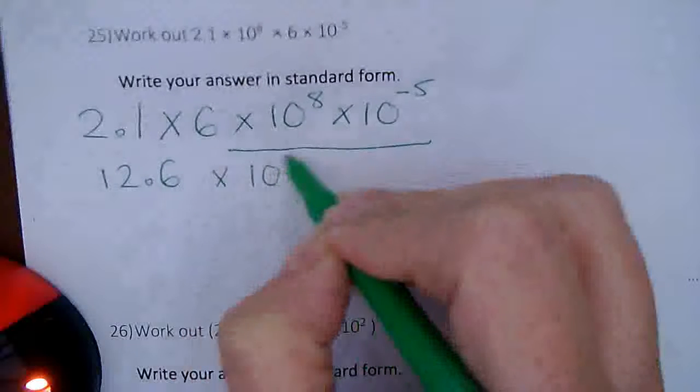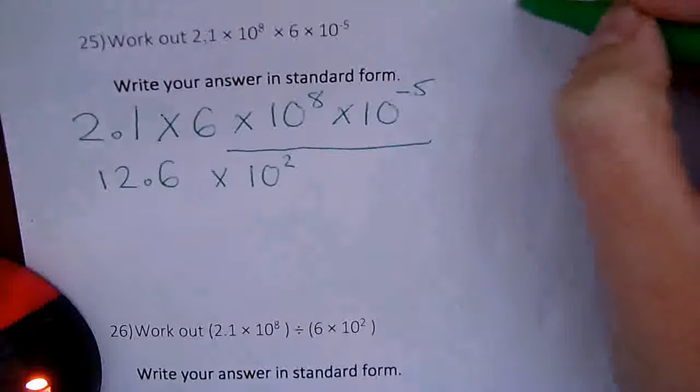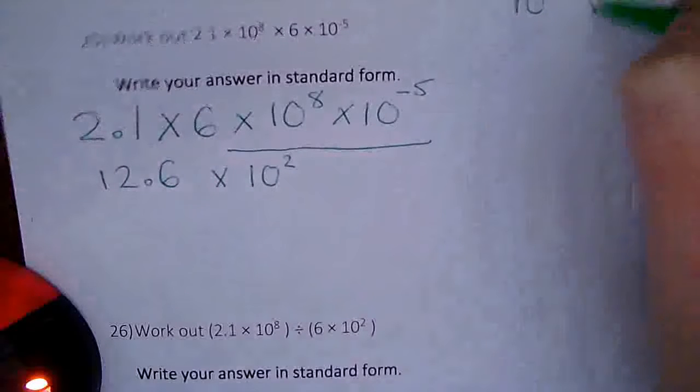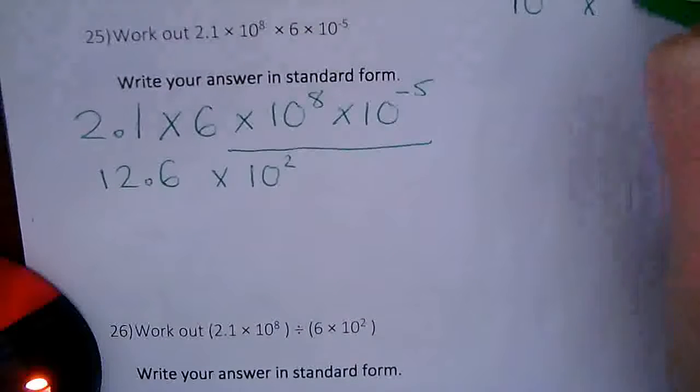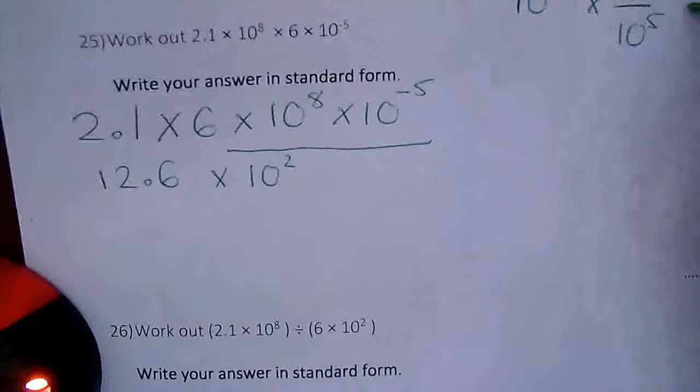Now if you're unsure as to why that is, just quickly, 10 to the power of 8, we obviously know is 10 times 10 times 10 times 10, etc. Whereas if we're going to times that by 10 to the minus 5, that's the same as 1 over 10 to the power of 5. So when those two simplify together, that gives us 10 to the power of 8.